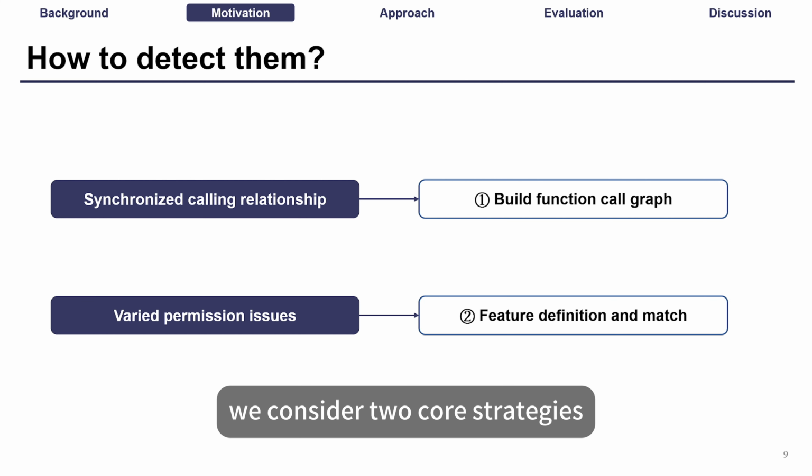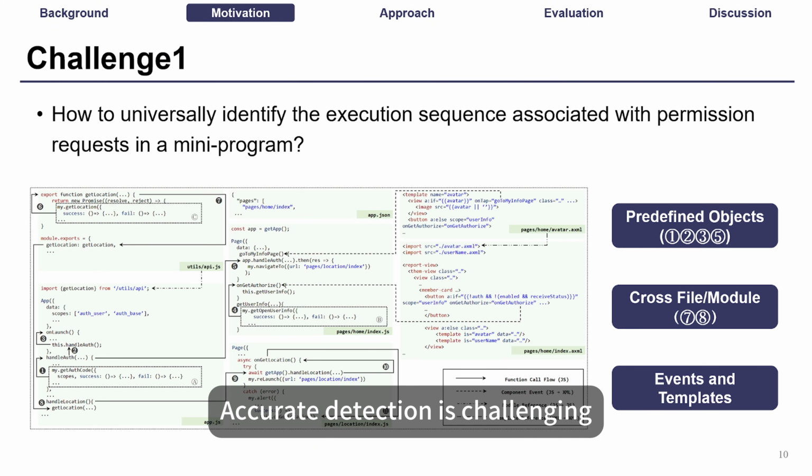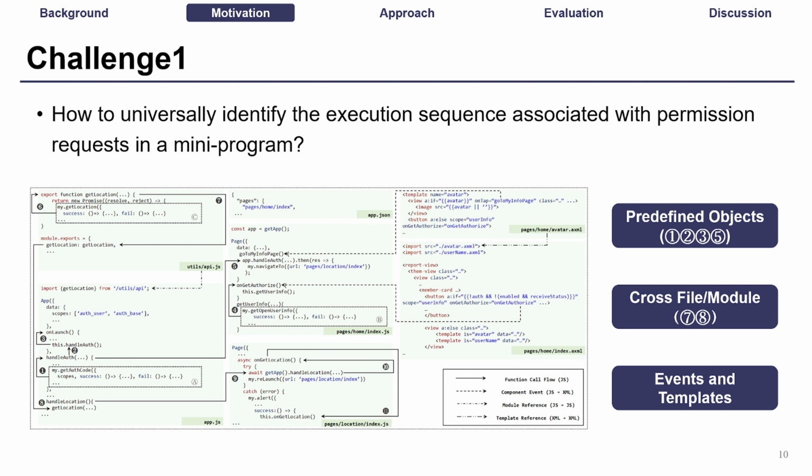Finally, how to detect these issues. We consider 2 core strategies: constructing a call flow graph for key functions in mini programs and defining features to match different permission issues. Accurate detection is challenging.